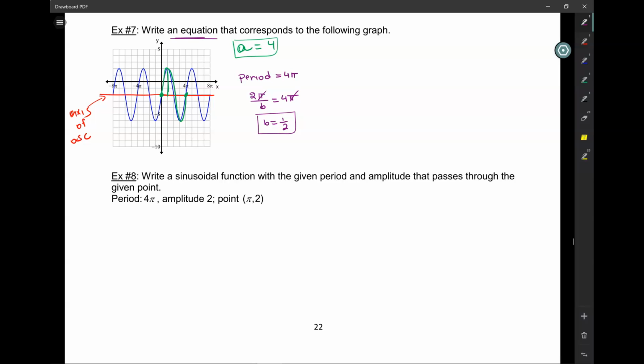How do you know it was 4 pi? Do you see how I traced out one cycle? It started at 0 and ended at 4 pi. So it completed a cycle over an interval of 4 pi. It says 4 pi there.